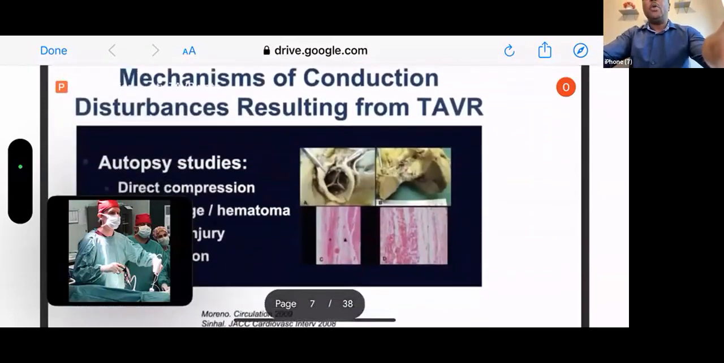So one of the mechanisms of this conduction abnormality is a direct compression, like we talked about, because the aortic valve and the conduction system are in close proximity. So direct compression is one of them. Then because of the deployment of the valve, you can have hemorrhage or hematoma around that area. Then also ischemic injury and inflammation.